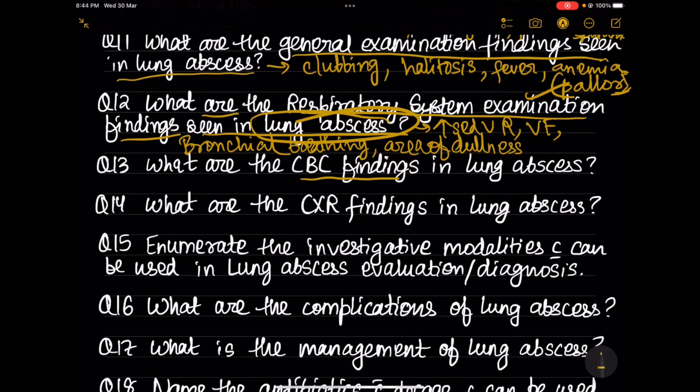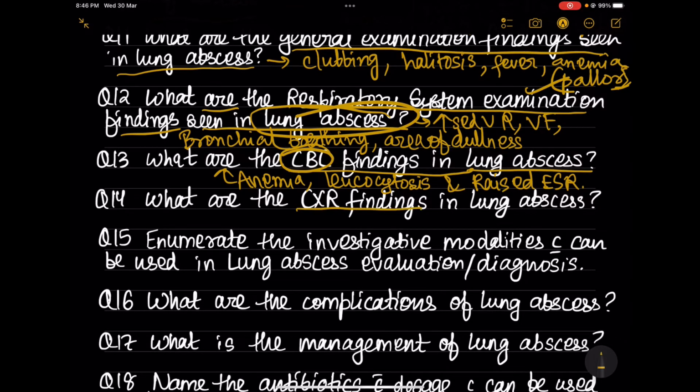Next is the CBC findings which we see in lung abscess. First, I have already mentioned, since in general examination we see pallor, one finding which we will get in CBC is anemia. Then lung abscess is basically occurring due to infection, so we can also get leukocytosis, that is increase in WBC count, and since it is an infective condition, we will also get raised ESR. So these are the findings which we see in CBC in case of lung abscess.